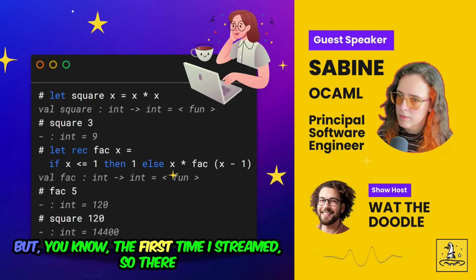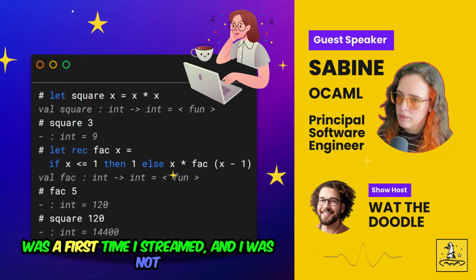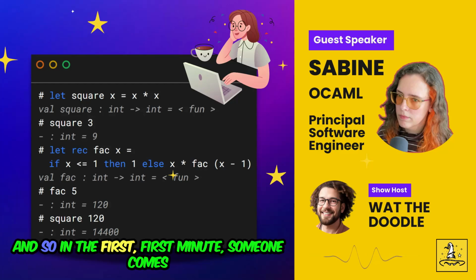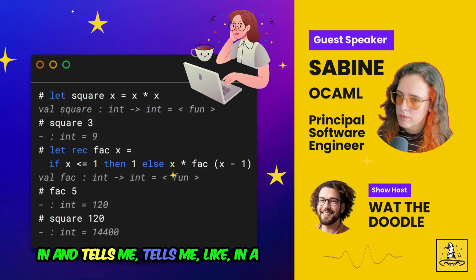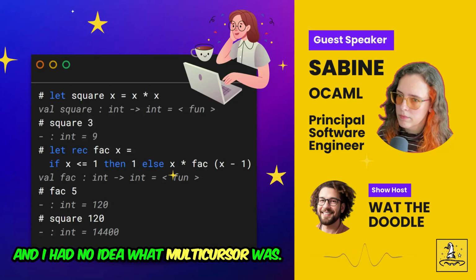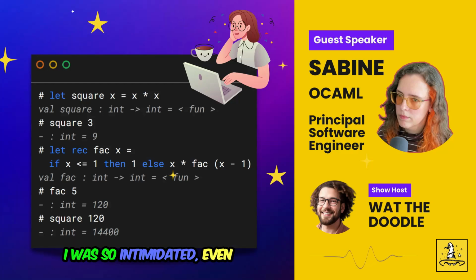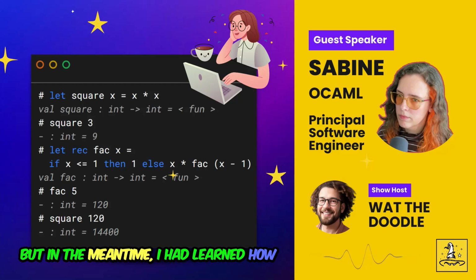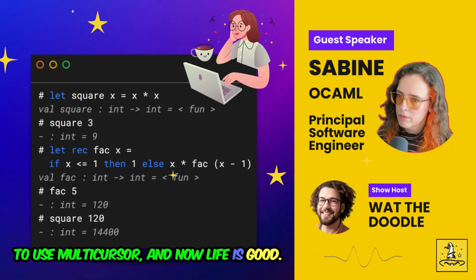Yeah, exactly. But the first time I streamed, that was not on Twitch, but on the Rust Discord. In the first minute, someone comes in and tells me in a dismissive way, you should be using multi-cursor. And I had no idea what multi-cursor was. I was so intimidated, even just streaming at this point, so I stopped for a long while. But in the meantime, I had learned how to use multi-cursor, and now life is good.